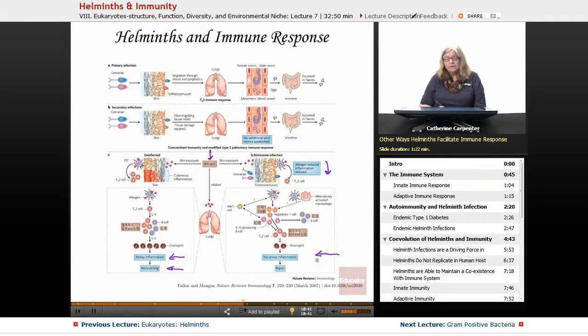So these are various mechanisms that, even though the helminth is not living in the lungs, for instance, and in this case, in this particular infection, the pathogen actually lives in the mesentery or in the mesenteric blood vessels, even so, they actually influence immunity in the pulmonary system.